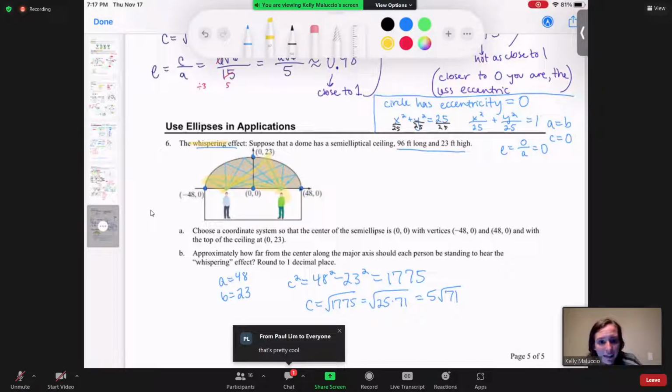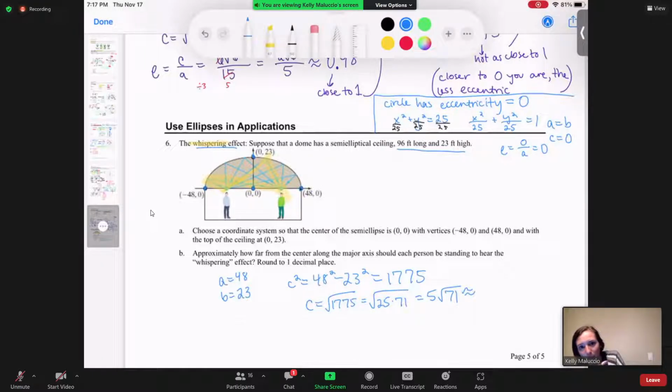So, let me get that decimal also, because I'm realizing we should figure out what this is, right? It's about 42, but 42.1. So approximately how far from the center should each person be standing? Oh, and it says round to one decimal. So I got 42.1. I don't think that rounds up. So yeah, Paul, it's pretty cool, right?